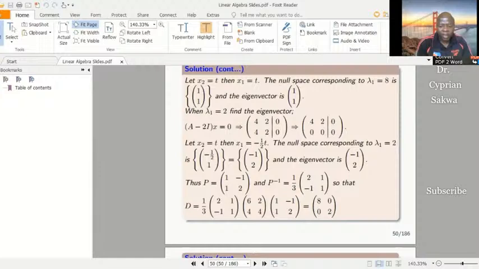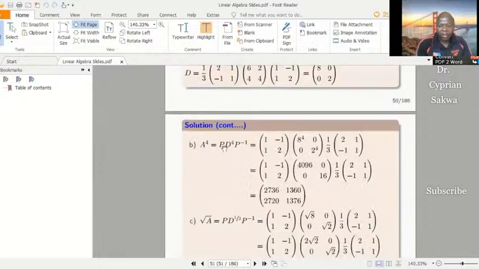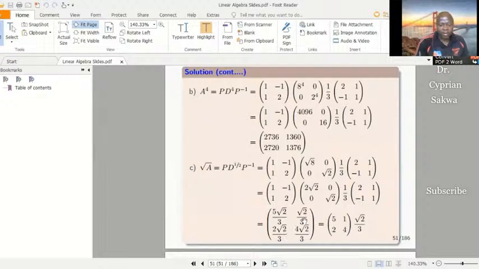So what was the other question? The other question was to find A raised to 4. Using our formula, A raised to 4 would be P, D raised to 4, P inverse. This is our D, and this is the P. 2 raised to 4 is 16. This is the formula. So that just means the leading diagonal of this, and then multiply with this. So now I factor it out, this is what I got.